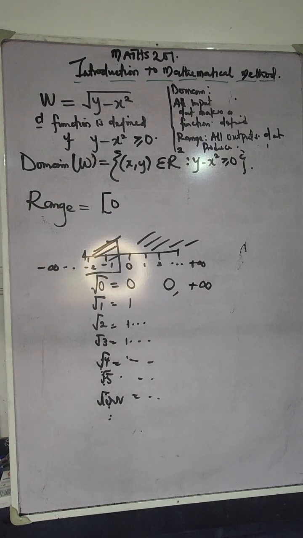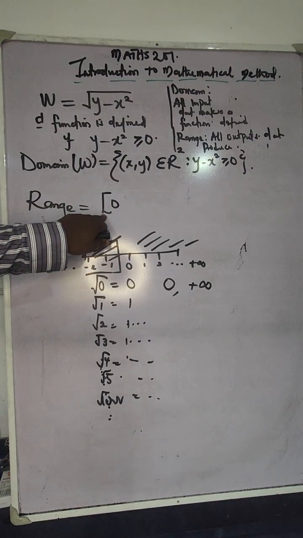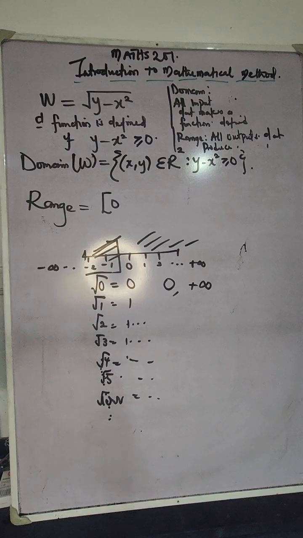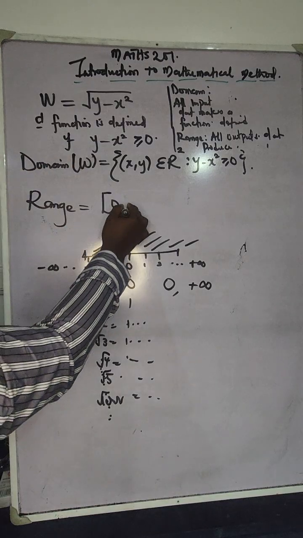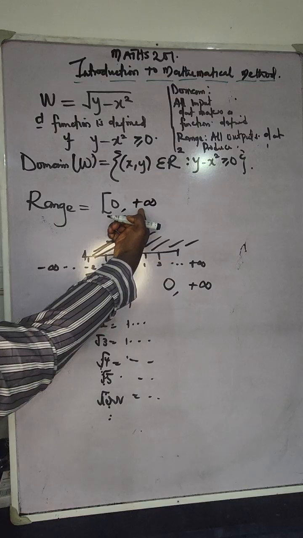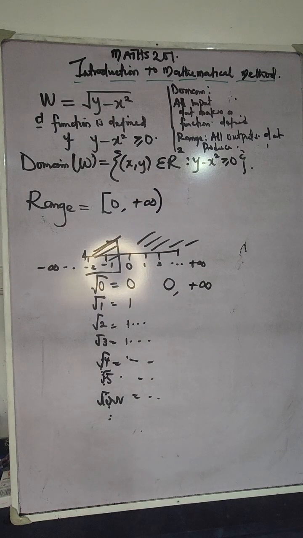I'm using this bracket because it is the right bracket to use when you are dealing with integers, numbers. So we say 0 to positive infinity, and because I'm dealing with infinity here, my bracket will be like this. So this is very correct.